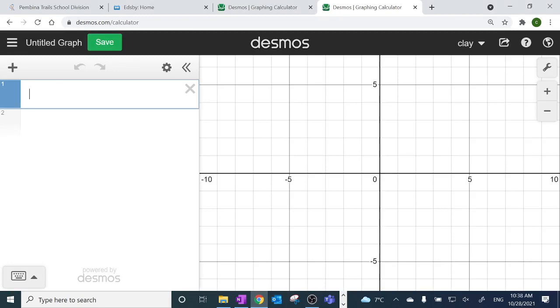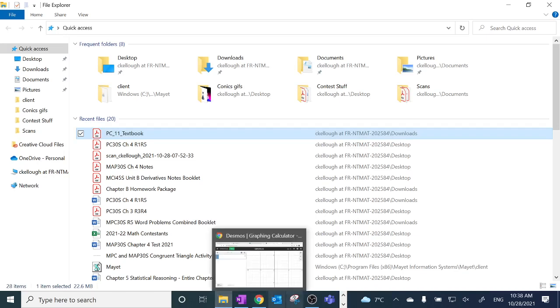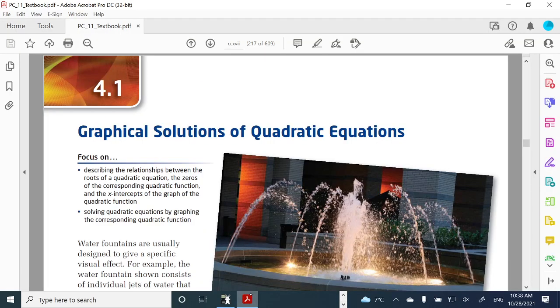So let's take a look at a couple of examples from the textbook. So let's see, where's that textbook file? Oh, textbook file, textbook file.